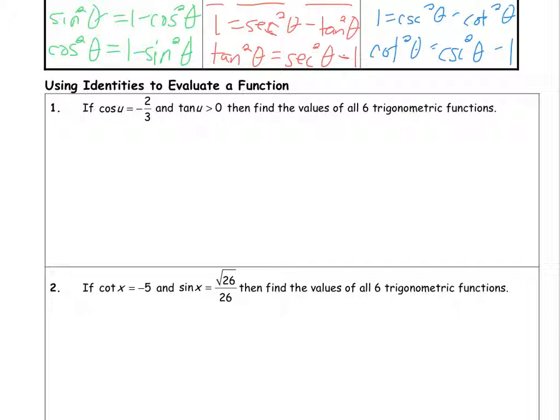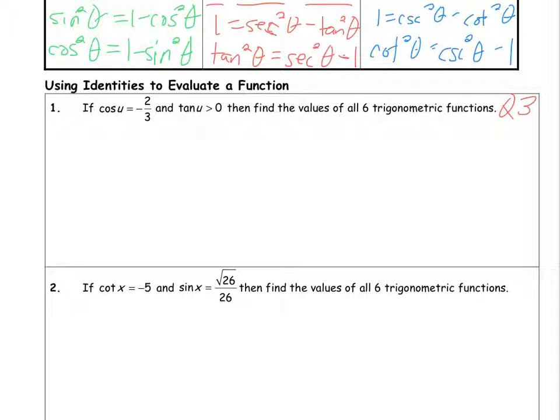Let's see. Well, if we know that cosine is negative, but the tangent is positive, that must mean we're in quadrant number 3, because tangent's positive in the 3rd quadrant. Yeah, okay, so let me change this just for a moment. Sorry, we're in quadrant 3.